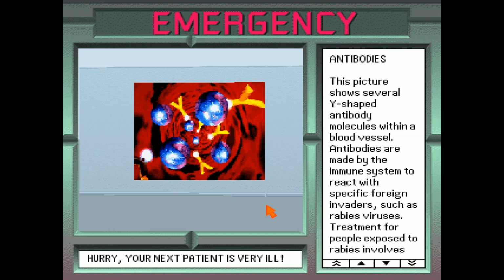Antibodies. This picture shows several Y-shaped antibody molecules within a blood vessel. Antibodies are made by the immune system to react with specific foreign invaders, such as rabies viruses. Treatment for people exposed to rabies involves administering preformed anti-rabies antibodies obtained from horses. These antibodies bind to the rabies viruses and help the body to eliminate them before they can do any harm.